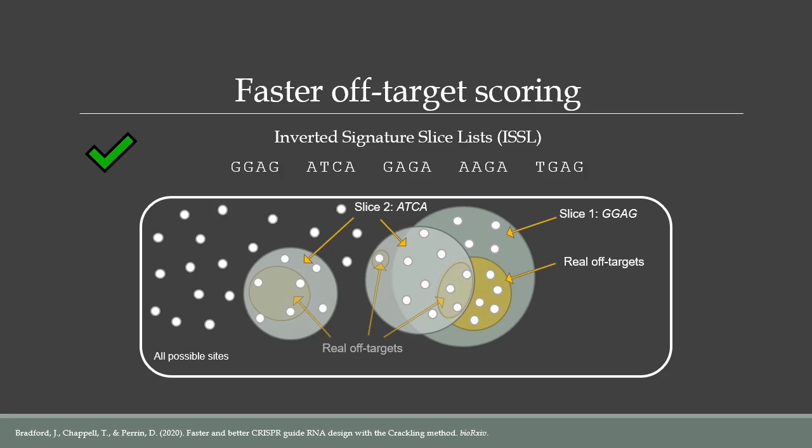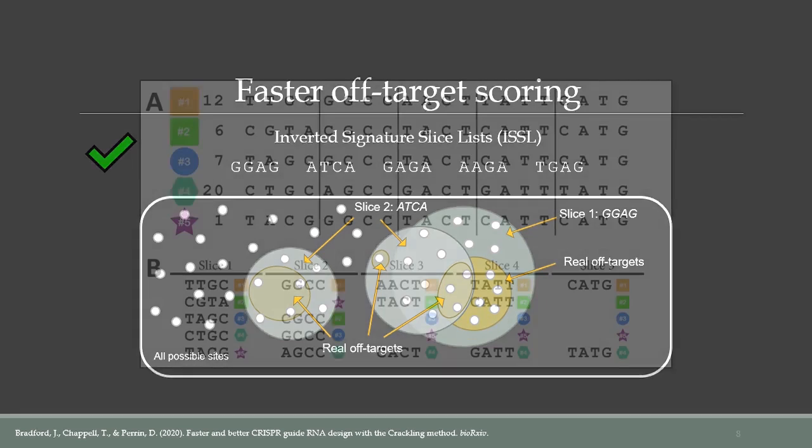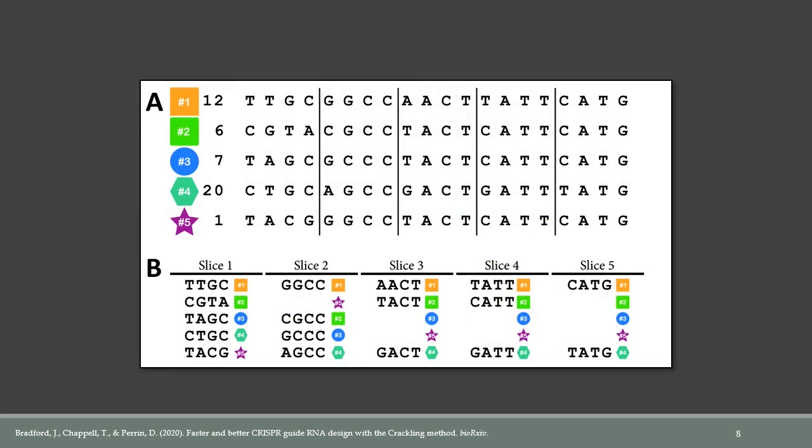By using Issl, we don't need to consider every single targetable site on the genome because they're not all true off-targets, but rather just a subset of those. If we were to look at a more concrete example, it would look something like this. In panel A, we have 5 target sites labeled number 1 through number 5, and for each, we have a count of how many times they reoccur on the genome. Notice that each sequence has been sliced 4 times, such that we have 5 slices. In panel B, you can see that some slices are shared amongst multiple sites.